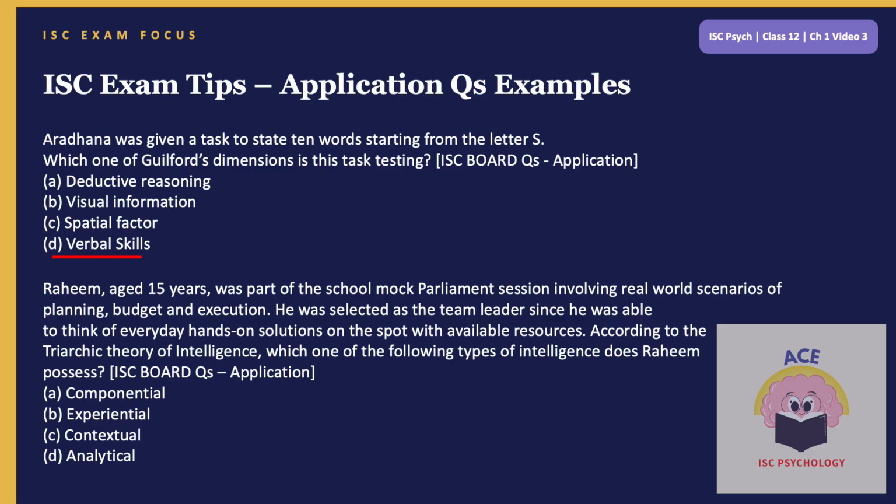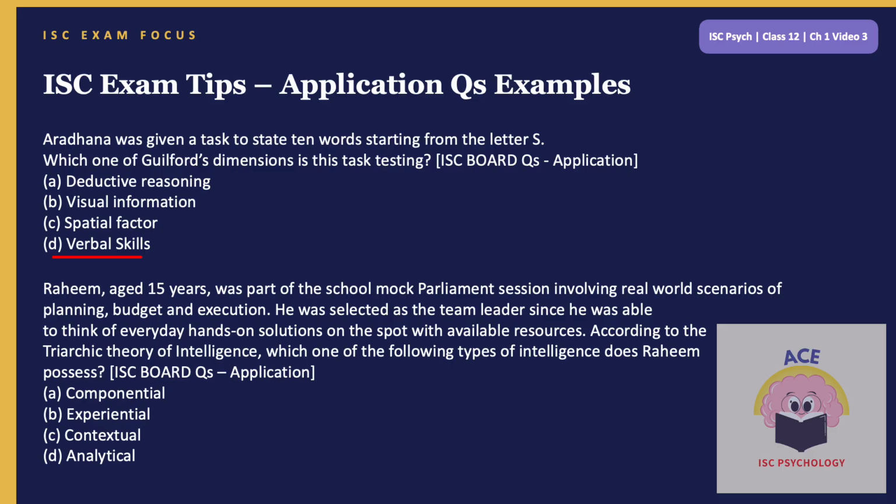Let us look at the next one. Rahim, aged 15, was part of the school mock parliament session involving real-world scenarios of planning, budget, and execution. He was selected as the team leader since he was able to think of everyday hands-on solutions on the spot with available resources. According to the Triarchic theory of intelligence, which one of the following types of intelligence does Rahim possess? Componential, experiential, contextual, or analytical? Again, pause and think. What is the key phrase here? Real-world scenarios and hands-on solutions.